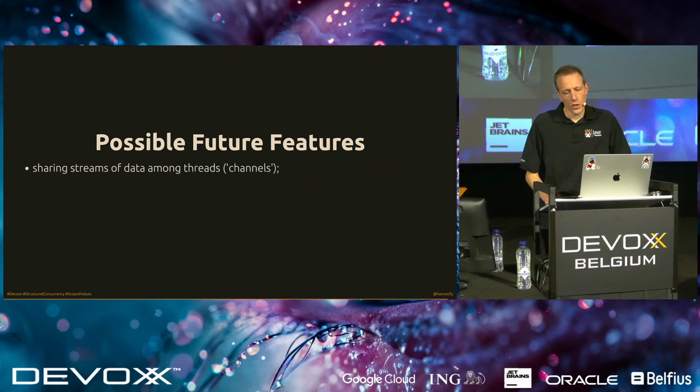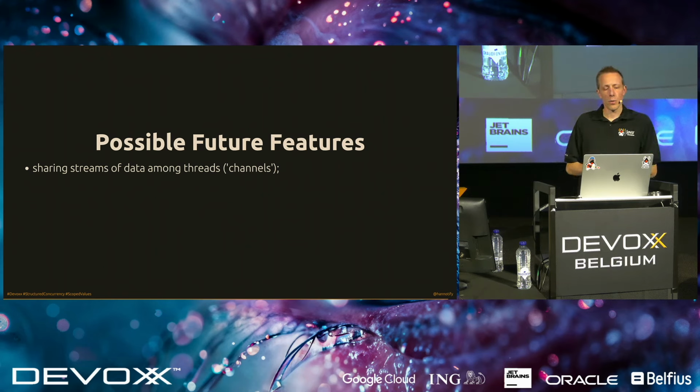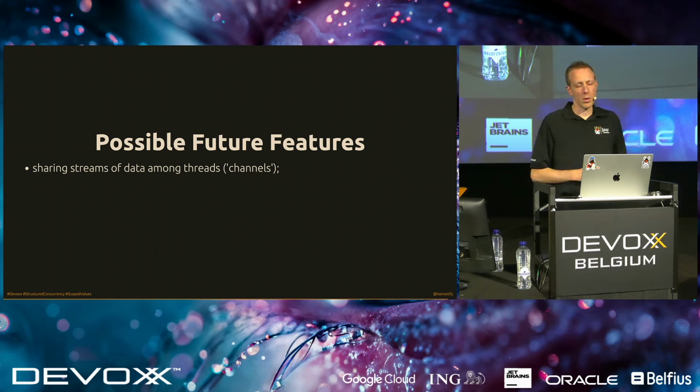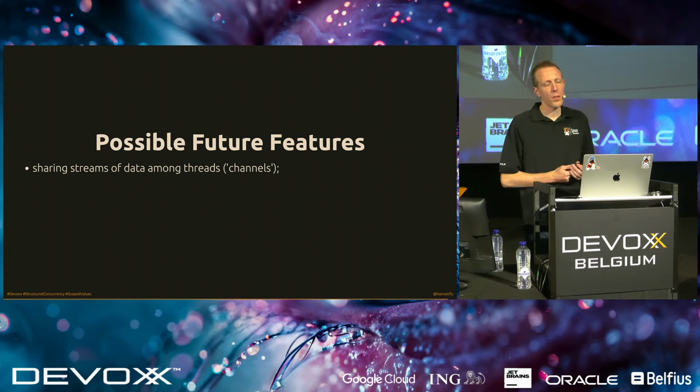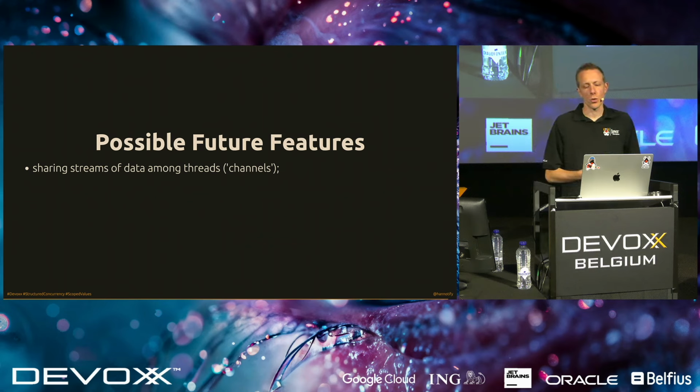So one of the JEPs specifically stated that they were looking into sharing streams of data among threads. They called this construct channels, so a new way of sharing data between threads, coordinate data. There was a remark in the JEP about structured concurrency that said we might propose a way to support this in the future, so that is one possibility of where Java concurrency is heading.